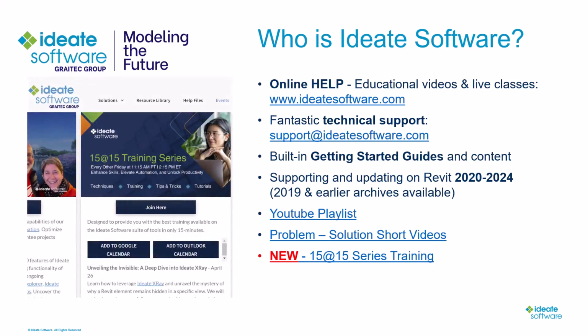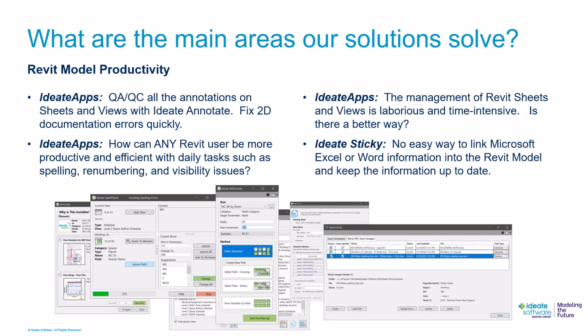And then we've just introduced a new training series every other Friday at 2:15 p.m. Eastern or 11:15 a.m. Pacific time. This 15 at 15 training series is really focused on our getting started guides for each one of our solutions. So you can go to our website, ideatesoftware.com, look at the events tab, and then you can sign up and download that information to your Google Calendar or to your Outlook calendar so you never miss a session that we're doing for this 15 at 15 training series.